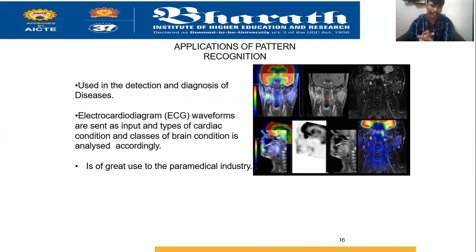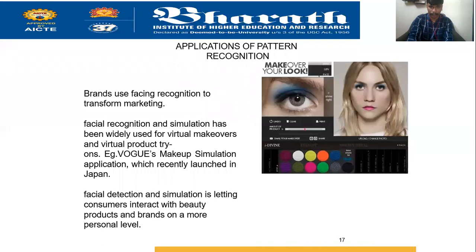It is widely used in ECG as well as in EEG. Whether the status of a human is normal or abnormal can be verified by using the application of pattern recognition. And it is great to use in the paramedical industry, and it makes it simple to identify whether the human is in a normal condition or in an abnormal condition. Pattern recognition is also used in the marketing sector.